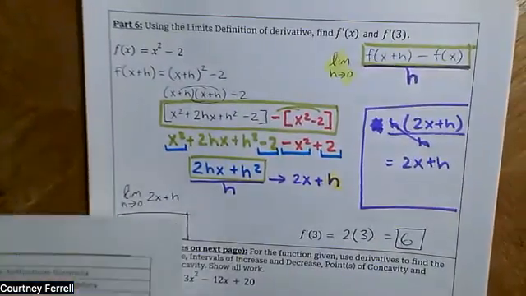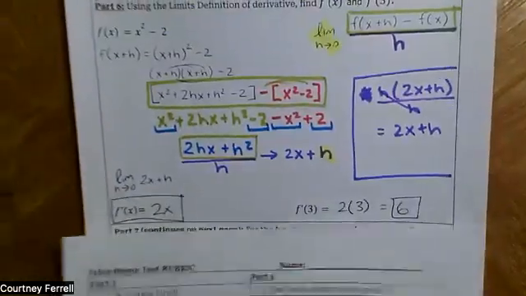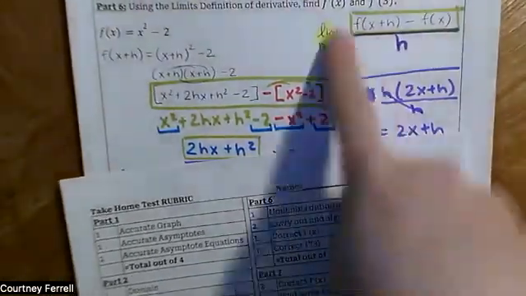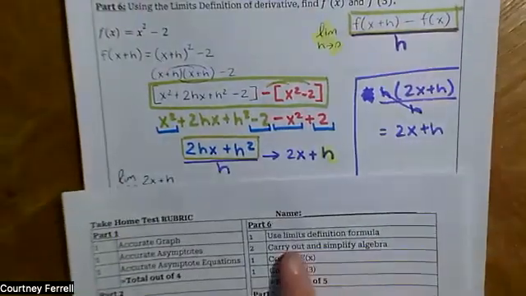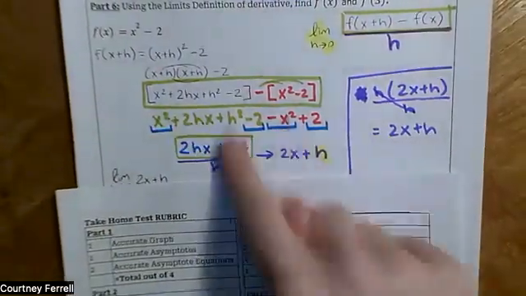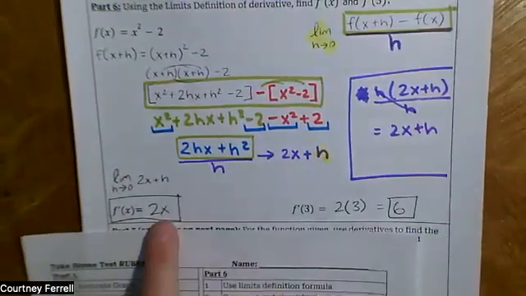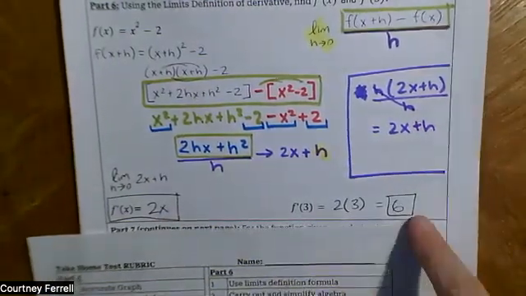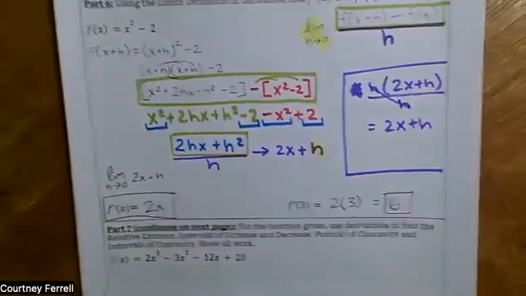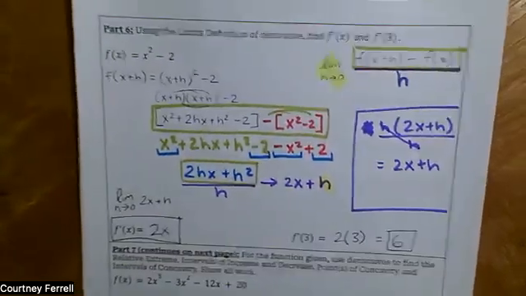Let's take a quick look at our rubric. So, use limit definition. This has to be there. Do the math. Looks good, looks good, looks good. Find the right answer here. Find the right answer here. Cool. All right, that's part 6.